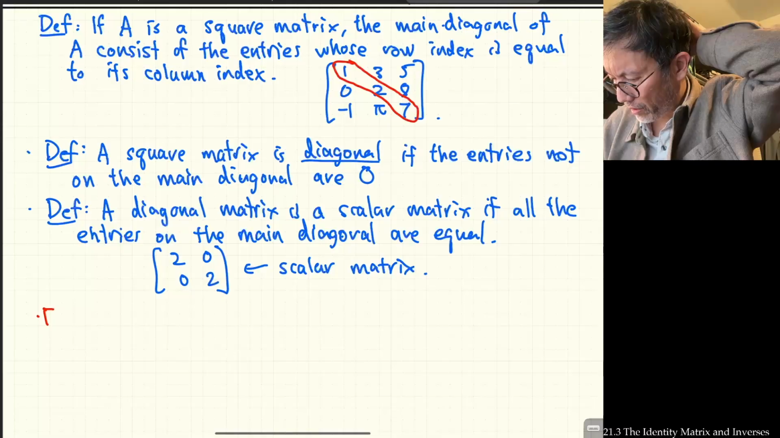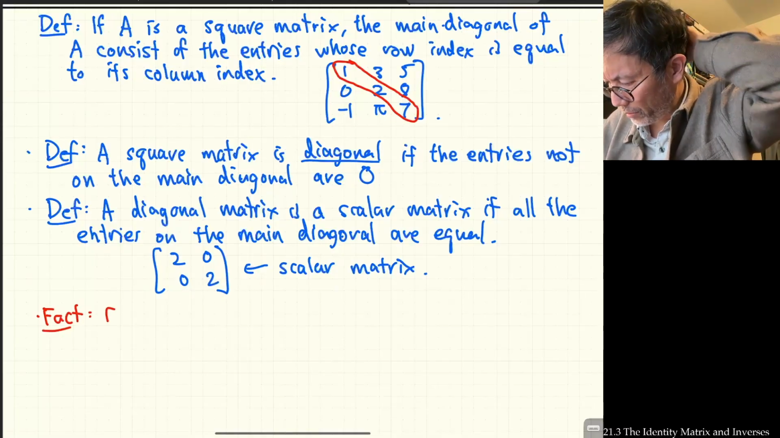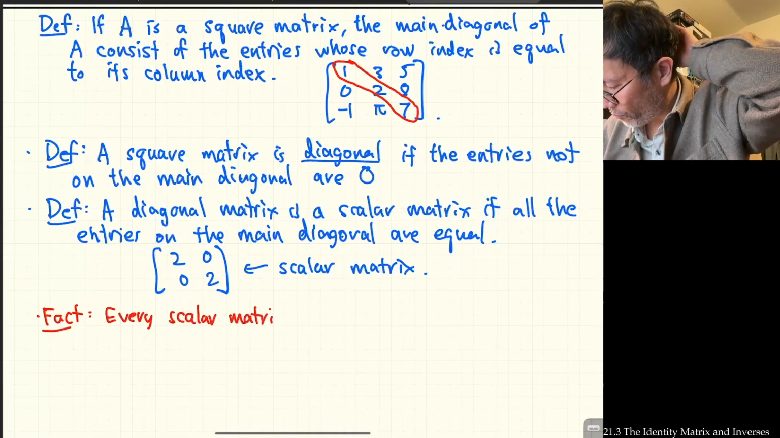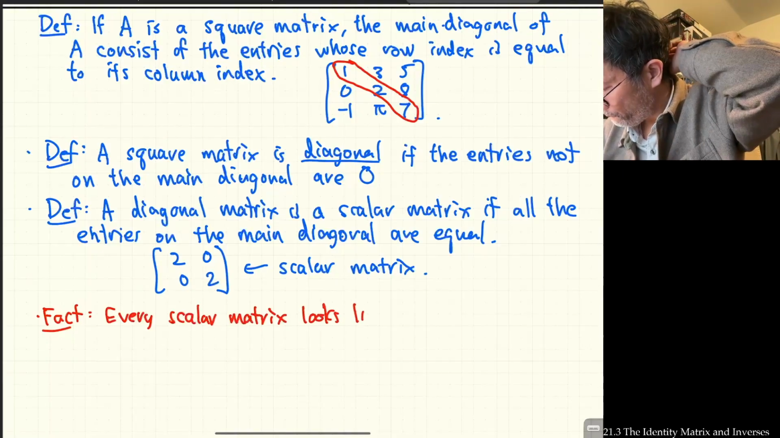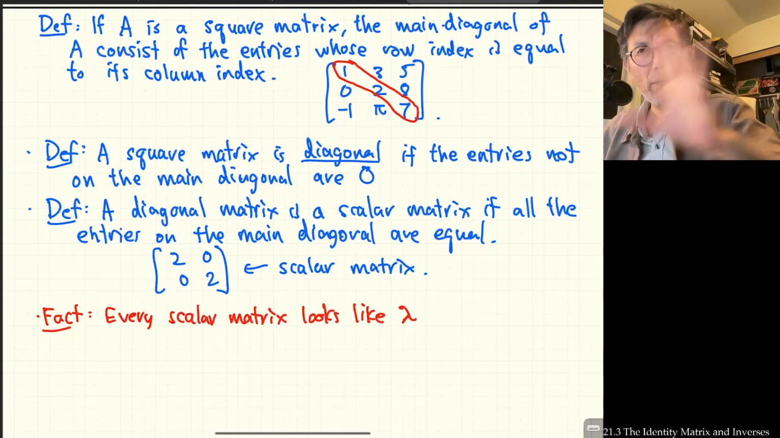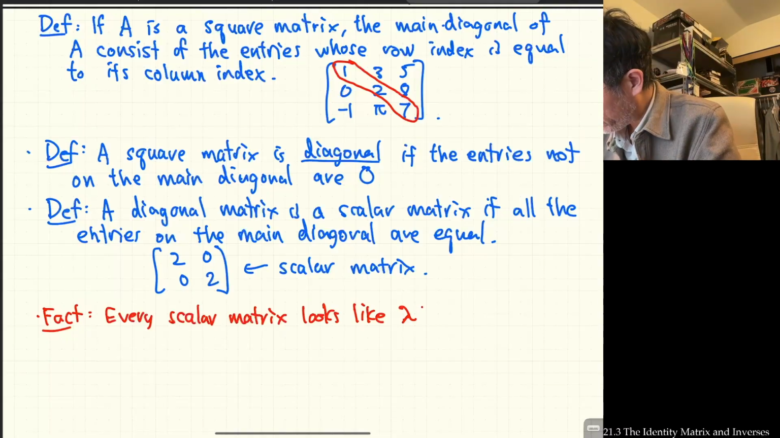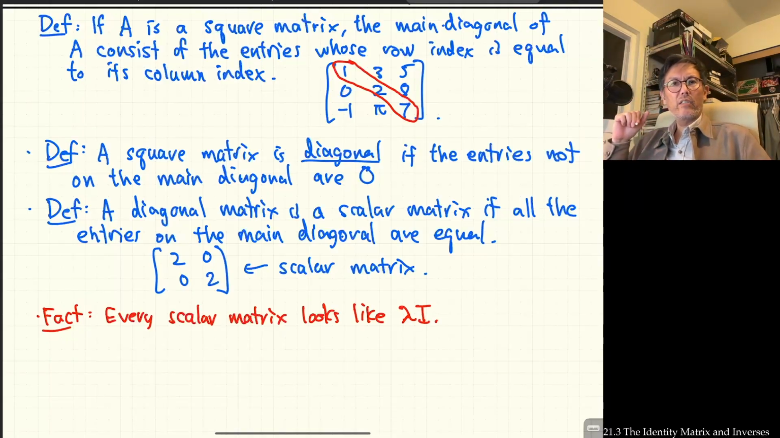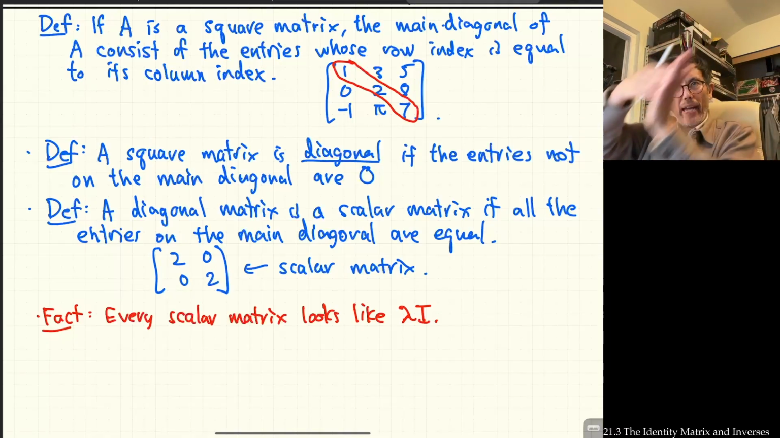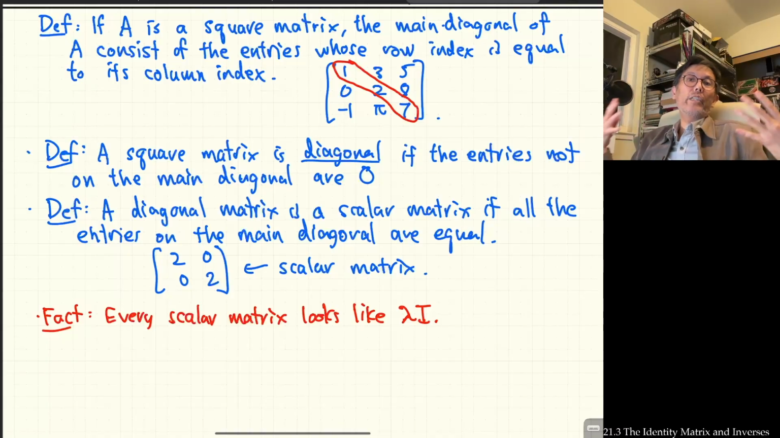So facts. Every scalar matrix looks like some number lambda times the identity matrix of the appropriate size. I mean, this makes sense, right? We're going to take this number, lambda, and multiply every entry of the identity matrix by it, but that's going to give us a diagonal matrix whose diagonal entries are all equal to this number, lambda. Can you all see that with your brain?